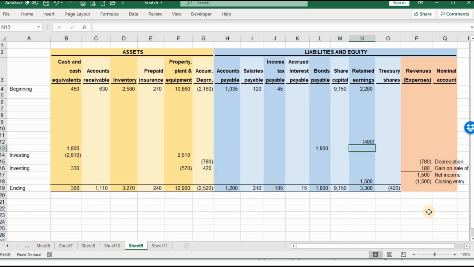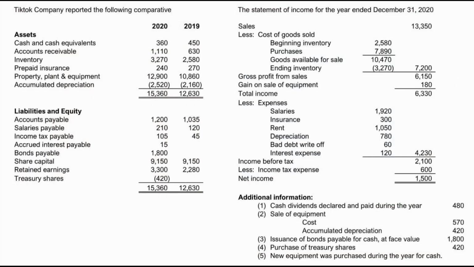So to record the payment of dividend, of course, the debit is retained earnings, 480, and the credit to cash also at 480. So this is negative. Now let's proceed to the last equity account, treasury share. The treasury share has no beginning balance. However, it has an ending balance of 420. So let's check the problem if there is additional information about the treasury share.